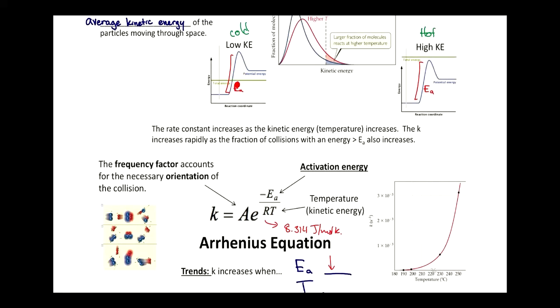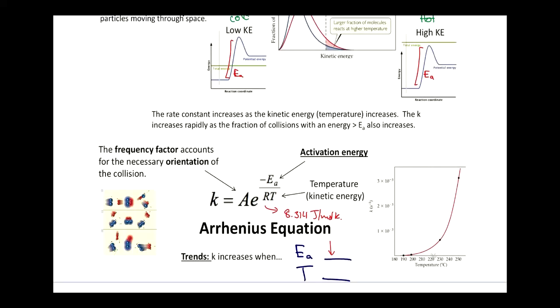When is it faster to go over a hill? If the hill is big or if the hill is small? When the hill is small, you go over faster, all right? So small activation energies lead to faster reactions. Or the other trend that comes out of this Arrhenius equation is how temperature is involved.